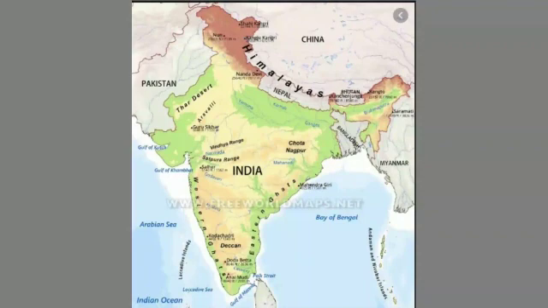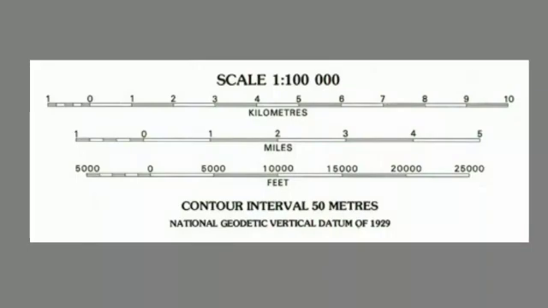The top of the map is the north direction and the lower end is the south. The left side of the map is west and the right side is the east. Most maps have a compass rose which gives directions such as north, south, east and west. Now we will move to the second feature, that is scale.